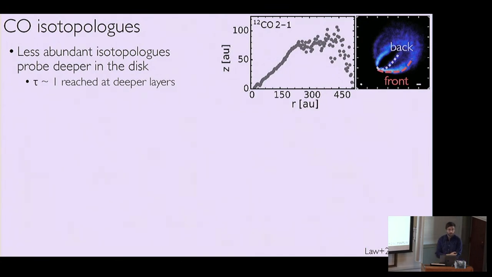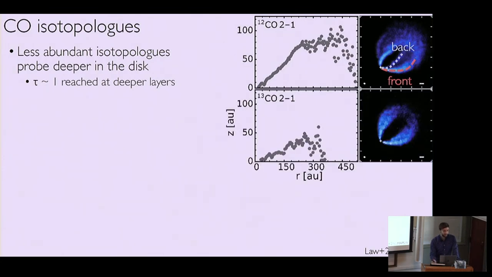So what we're actually tracing when we're looking at these surfaces is the tau equals 1 surface, where the majority of the emission is coming from. And what that means is the 12CO should be the highest, the most elevated. But if we go to rarer isotopologues, such as 13CO and C18O, those should probe further down, closer to the disk midplane, because they're less abundant, and it will take more material to get to tau equals 1. And in fact, that's exactly what we see. So now if we do the same method for 13CO here, instead of being as elevated as the 12CO, it's somewhere at a lower elevation here.